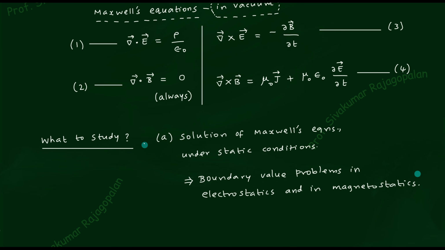Electrostatic boundary value problem means solving 1 with 3. Magnetostatic boundary value problem means solving 2 with 4. So that particular terminology is now clear, and therefore you now know what we are trying to do. We are basically interested in solving the differential equations. That is the meaning. And once you finish this, what is next to do?